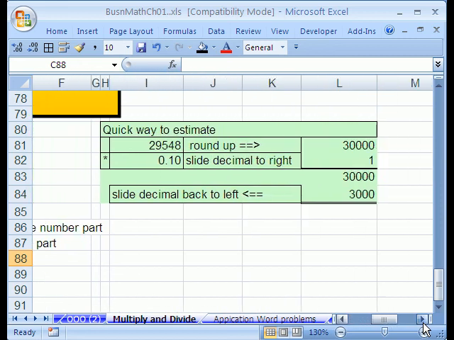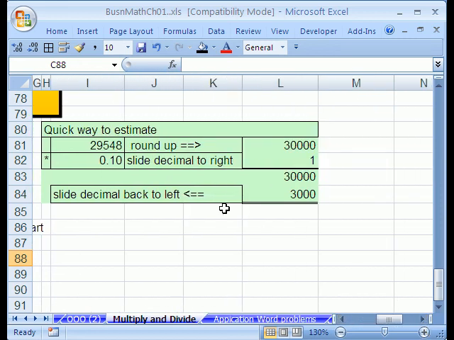Now, next I want to look at a quick rounding way to estimate when you're looking at something with your eyes and you're going to quickly get an estimate. We have 29,548 times 0.10. So we're going to figure out how to do this real quick. Well, how about rounding this up to 30,000? And then sliding the decimal. See the decimals right there? Zip, slide it one place over to the right, and that gives us 1.0, which is 1. Then we can simply multiply these, right? And then we could slide the decimal. The decimal is at the end of the 0, so we'll go zip, 1 to the left. We're left with 3,000. That's a trick you do in your head.